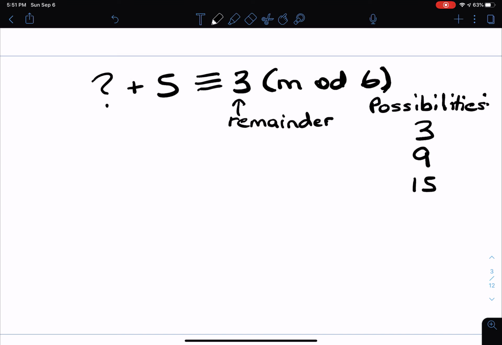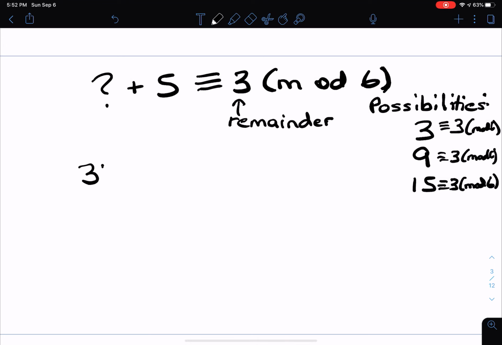So our goal is to figure out what plus 5 might give us one of these results. Because 3 is congruent to 3 mod 6, 9 is congruent to 3 mod 6. I'll go ahead and write this down so you know exactly what I'm talking about. 15 is congruent to 3 mod 6. So it's 3 more than your multiples of 6, because you want 3 to be the remainder. So what can we add to 5 to get that?